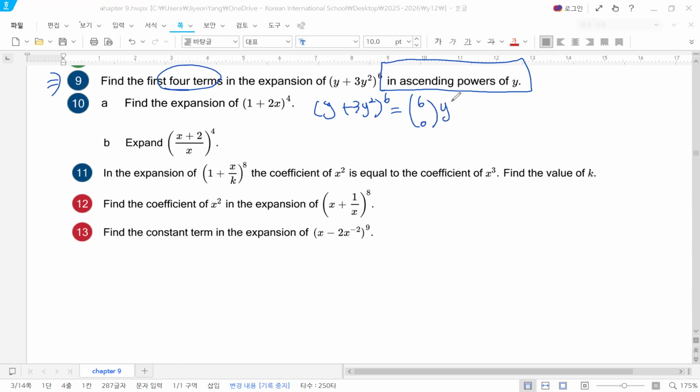So 6C0 times 5 to the power of 6, times 3y squared to the power of 0. Understand? It's going to be 1 plus... What is the next term? 6C1 times 5 to the power of 5 times 3y squared, then plus 6C2.